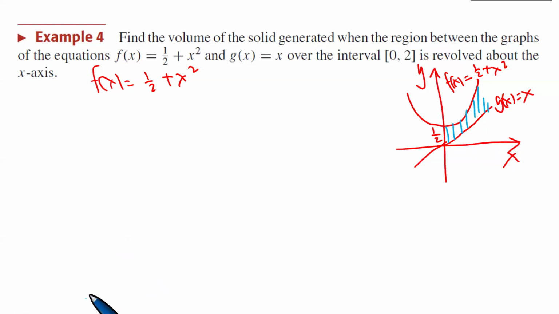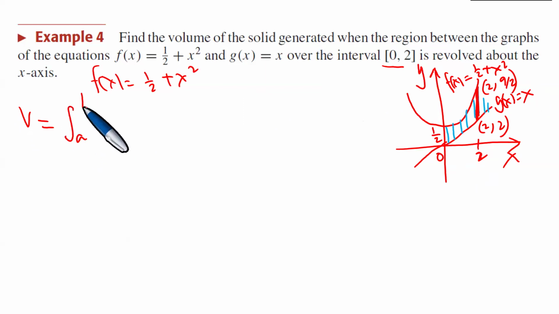Now, what is the volume? Note that this one is from 0 to 2. At 2, this point, for instance, is what? x is 2, y is 2, because it's like y equals x. For this one, x is 2, and then y is what? It's 4.5, which is exactly 9 out of 2.